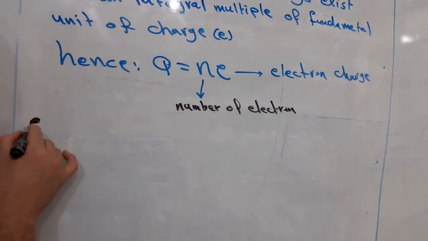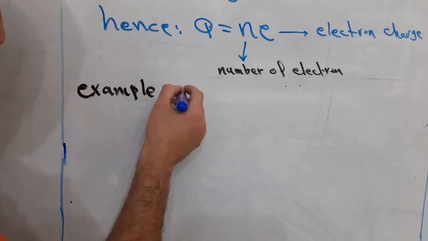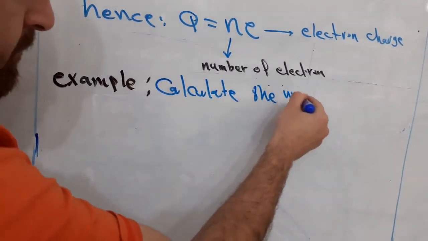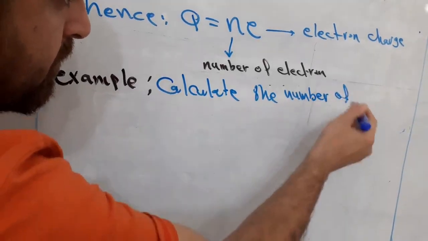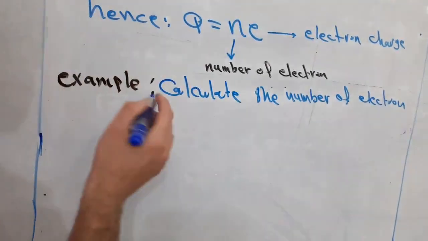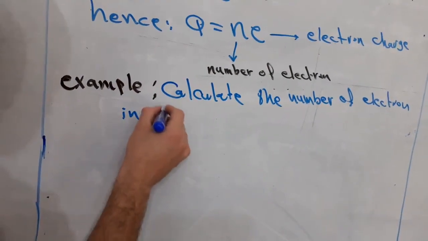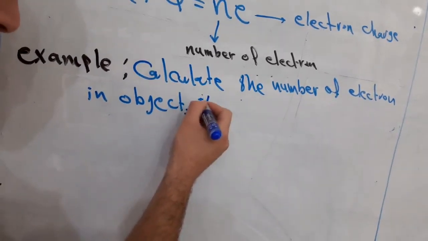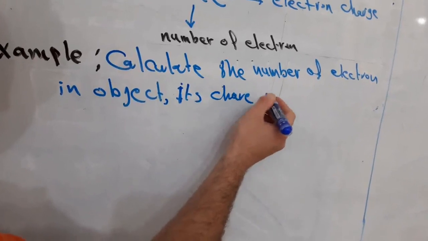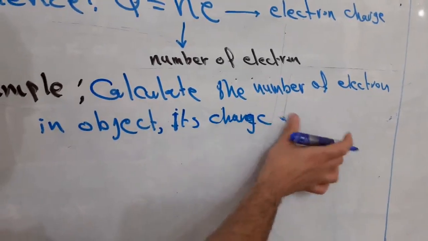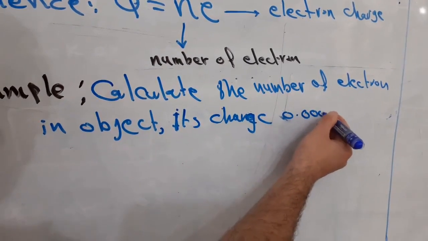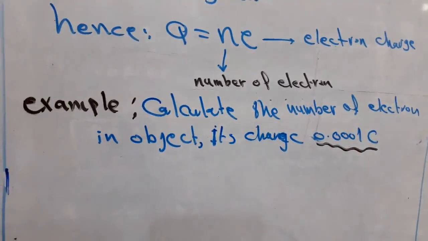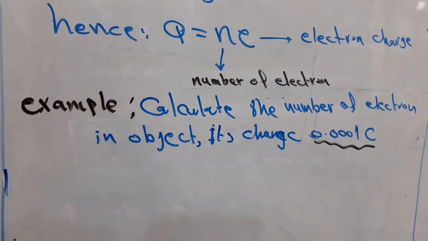Take an example. Calculate the number of electrons in an object whose charge is given.